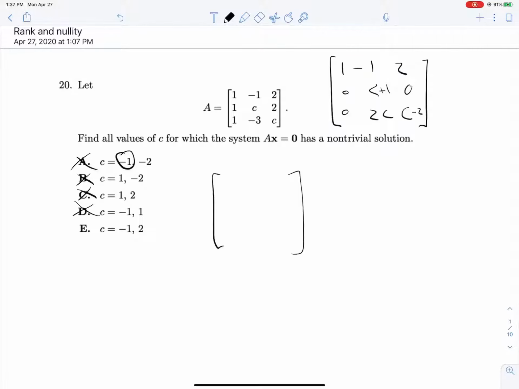And let's plug in our final answer choice, which would be plugging in C is equal to 2. 1, negative 1, 2, 1, 2, 2, 1, negative 3, 2. What can we do here?